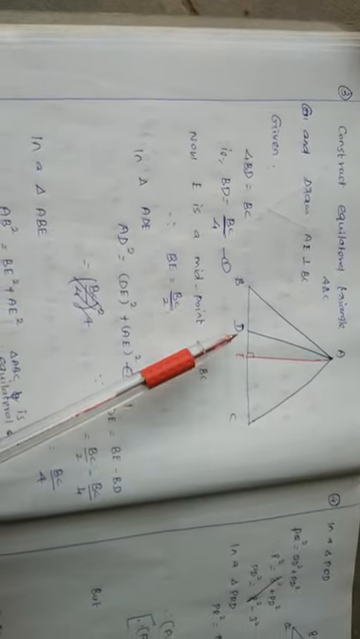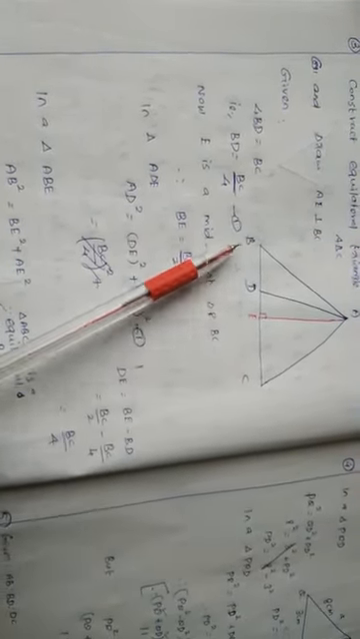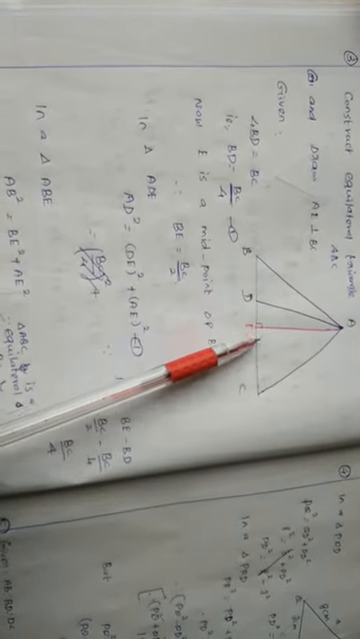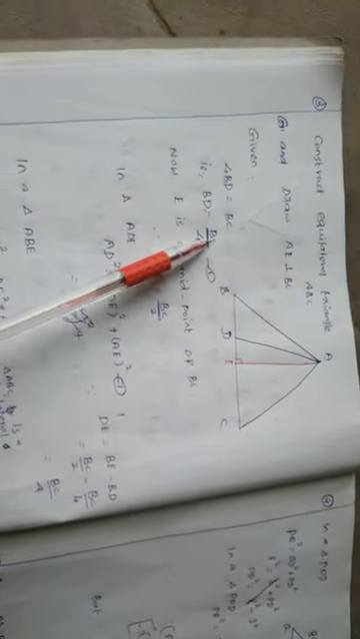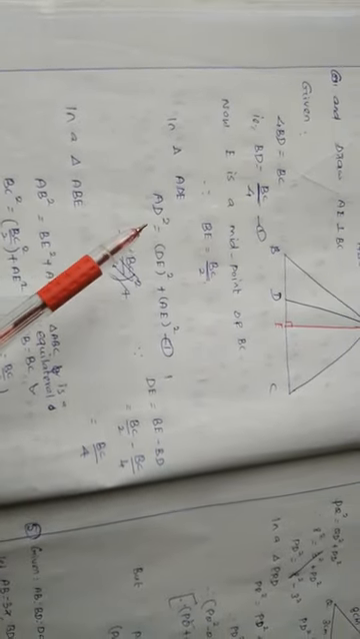Now DE equal to BE minus BD. BE is nothing but the midpoint, so BC divided by 2. BD, it's already given 4BD equal to BC, that is BD equal to BC by 4. Substitute. Now taking LCM 4, 2BC minus BC is BC. So BC by 4 is the value of DE.